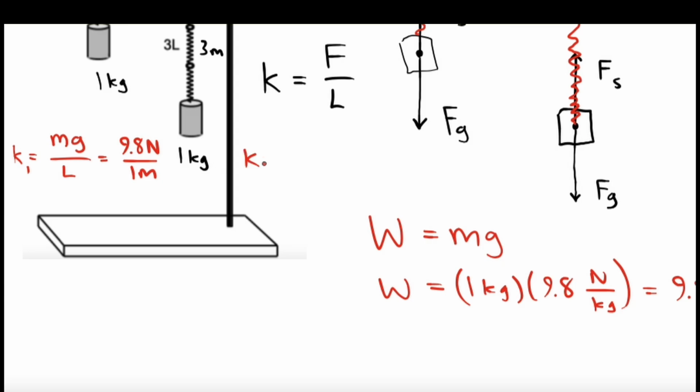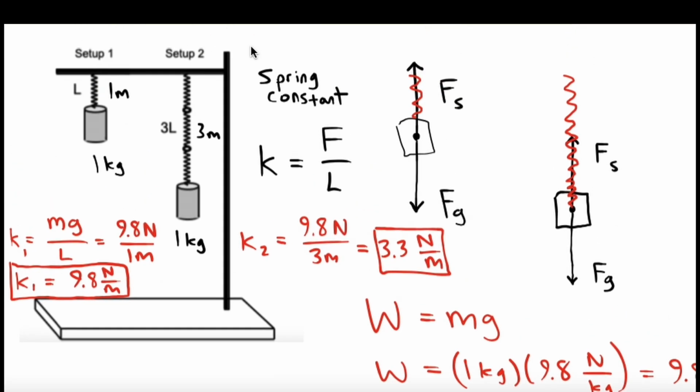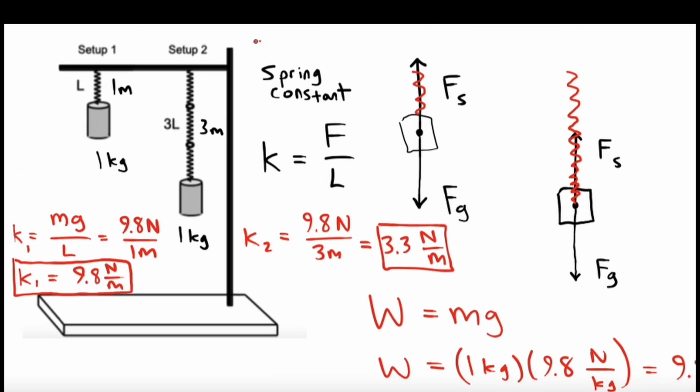So for our first spring, K is 9.8 newtons divided by 1 meter. For our other K, K2 I'll call it, it's going to be 9.8 newtons divided by 3 meters, which is a K of about 3.3. So one of them is stiffer than the other. I'll ask you, which spring would be considered in physics stiffer? The 1 meter spring or the 3 meter? Yes, exactly. The spring constant tells you about the stiffness.